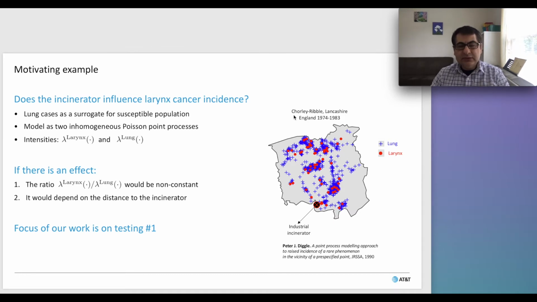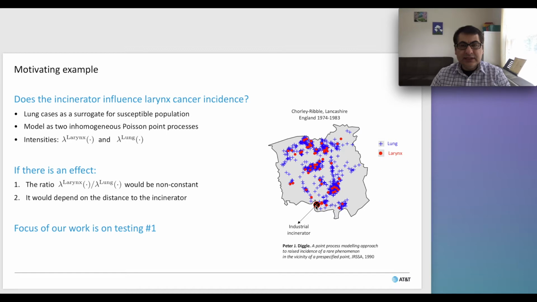Here on the right, you can see a map with locations of lung and larynx cancers shown. This is a classical dataset from Peter Diggle. At the bottom here, there's an industrial incinerator. And the substantial question here is whether the incinerator has an influence on the incidence of larynx cancer.